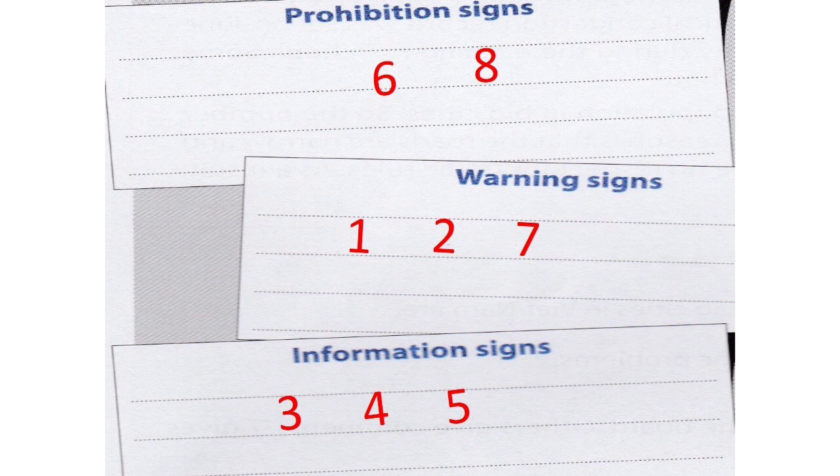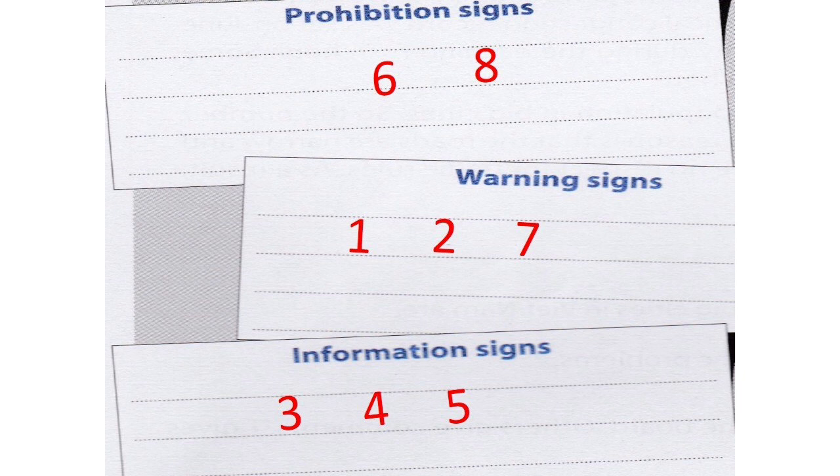8 traffic signs talk about many kinds of traffic rules. So we have prohibition signs, warning signs, and information signs. So now tell me, what signs are prohibition signs? That's good. 6 and 8.